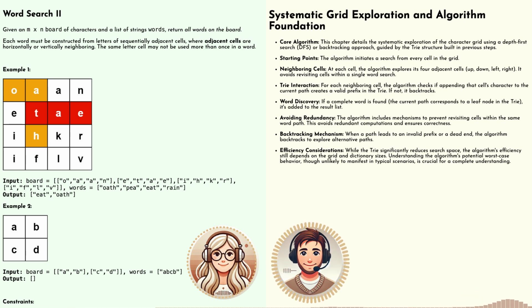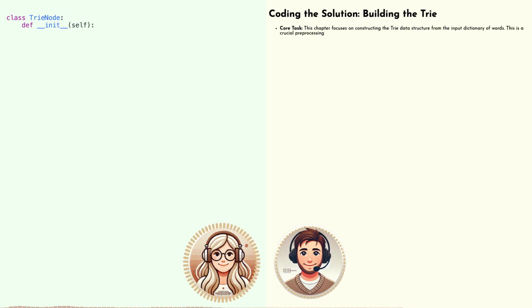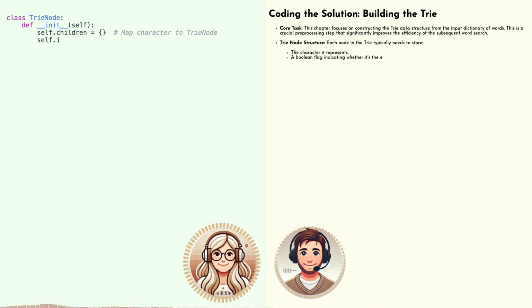We've got our problem, we've tossed out brute force, and now we've got this amazing explanation. A solid foundation, for sure. But now, let's talk about how we translate this into code. Imagine we're writing a function to solve this Word Search 2 problem. What would be some of the key steps?